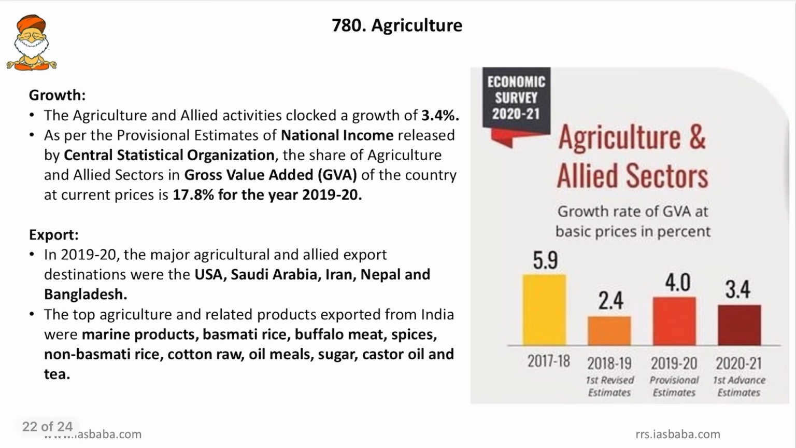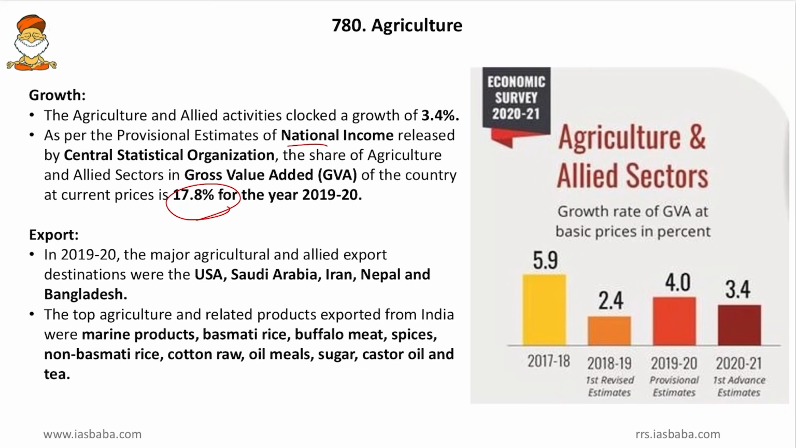Then come to the next one, agriculture. Friends, the growth of agriculture we had discussed in the overall trends of the Economic Survey, and now dwelling deeper, the agriculture and allied sector activities clocked a growth of 3.4%. Yes, we had discussed that. Then as per the provisional estimate of national income released by the Central Statistical Organization, the share of agriculture and allied sectors in gross value addition of the country at current prices is 17.8% for the year 2019-20. So friends, basically the agriculture sector is contributing 17.8% of gross value addition. So this is what the statistics is.